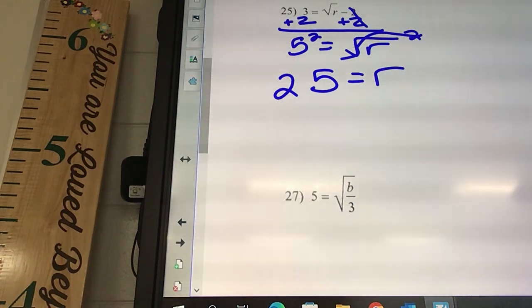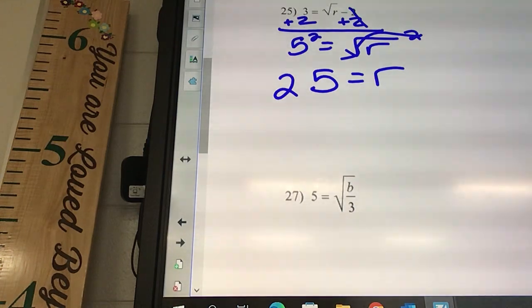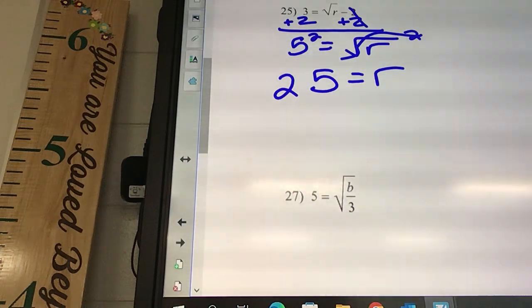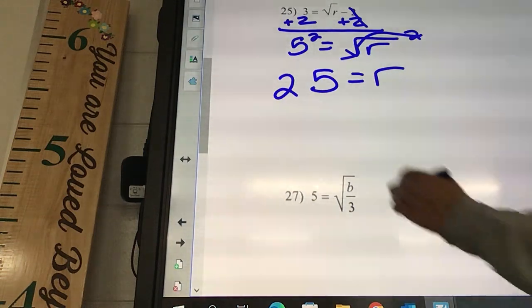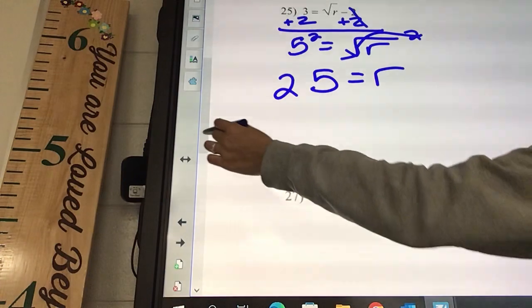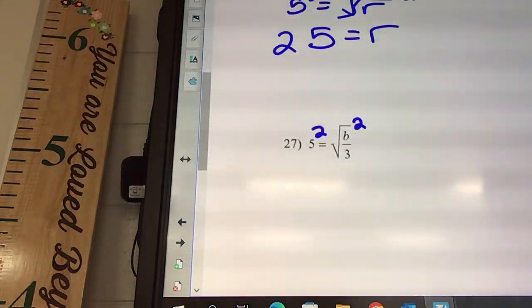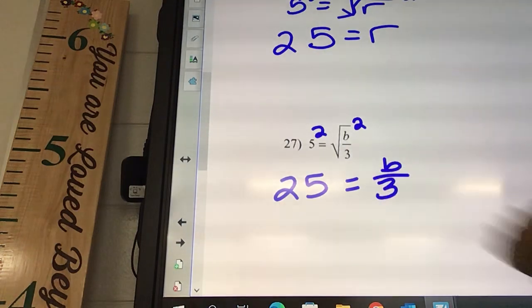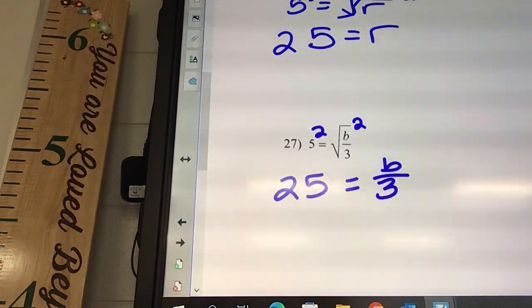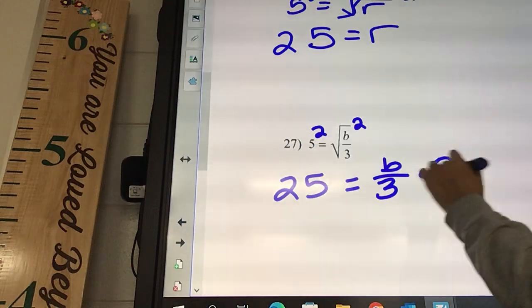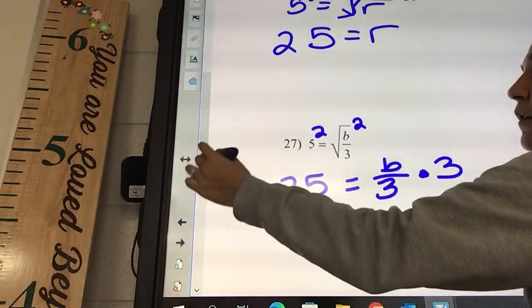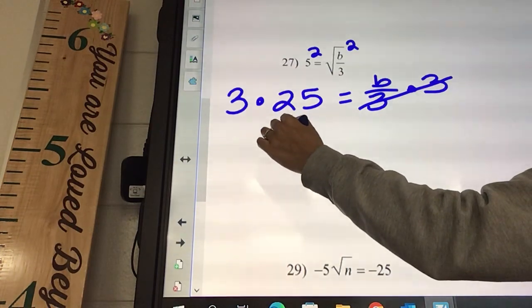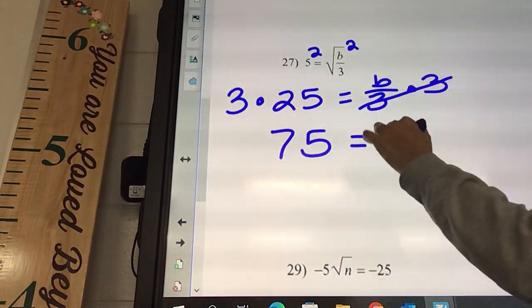Okay, 27, what needs done first? Squared and squared. Okay, so we're gonna get 25 equals b over 3. Times by 3. So we're gonna get, what's 25 times 3? 75 equals b. Good.